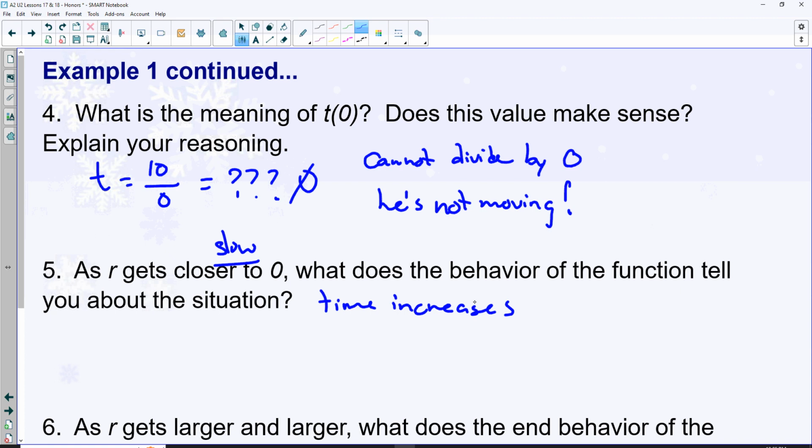So here's an interesting thing. We can actually put this into end behavior notation. As r approaches zero, the time approaches infinity. And as he goes slower and slower, his time is just going to keep going up and up and up and up and up.